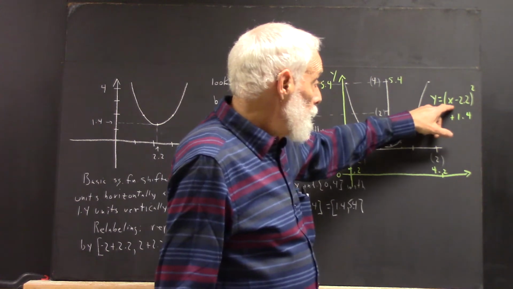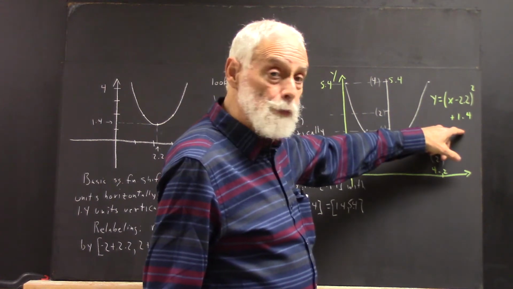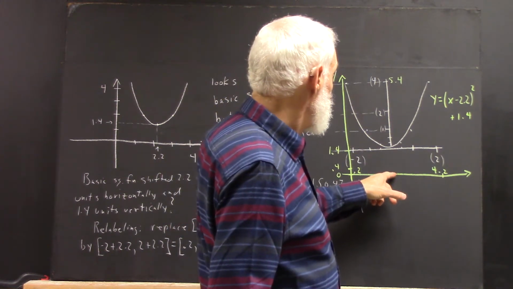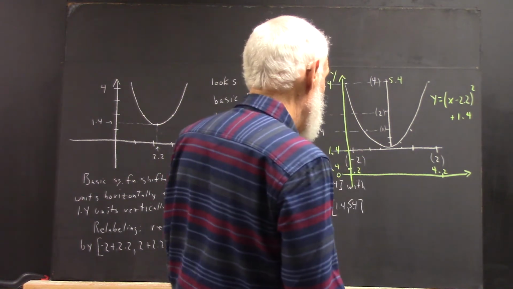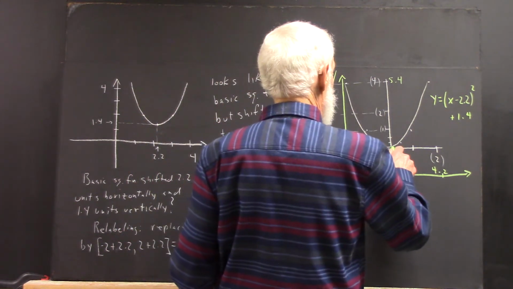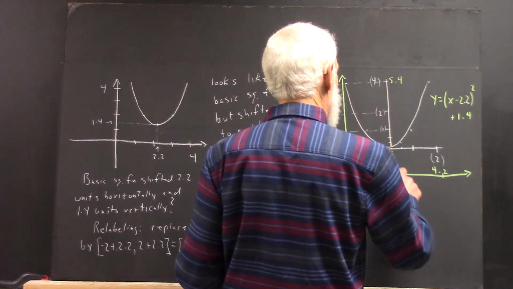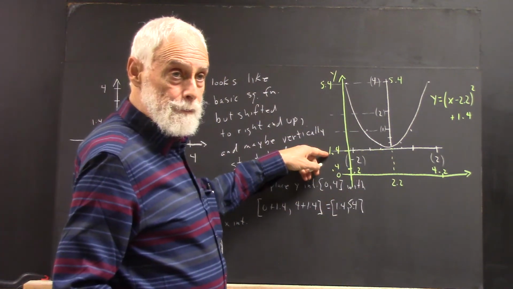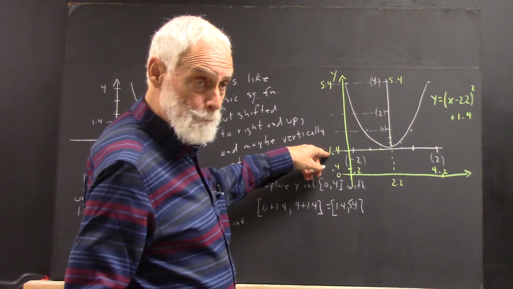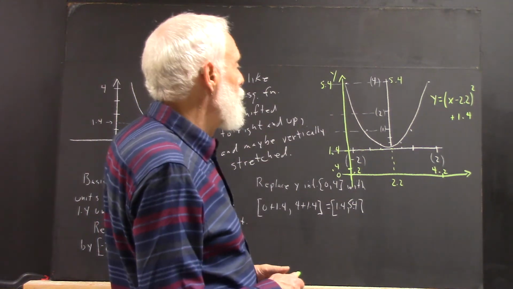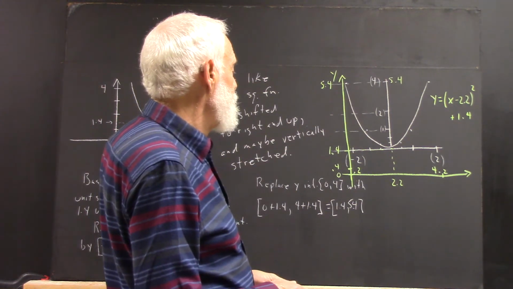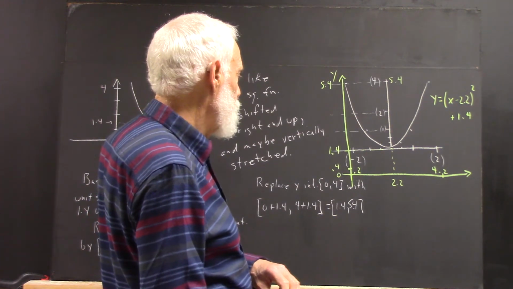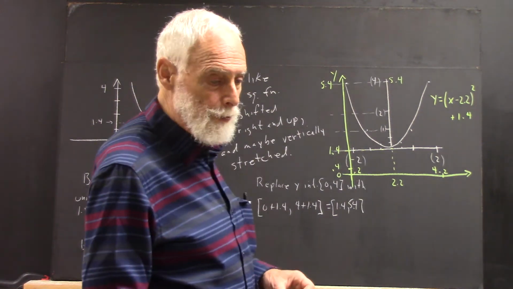So if we plug in x equals 2.2, we get y equals 1.4, right? Well, if x equals 2.2 on this graph, y is going to be 1.4. So, here, 2.2, we already know this is 1.4. Okay, well, there you have it.